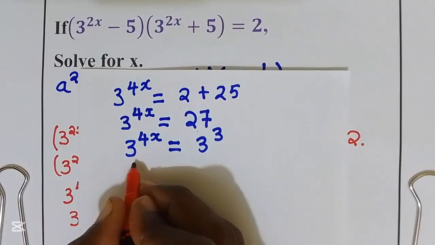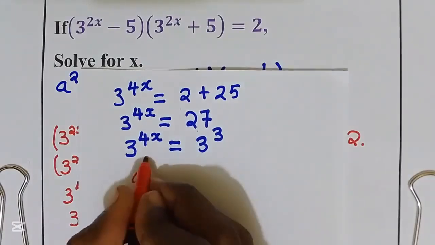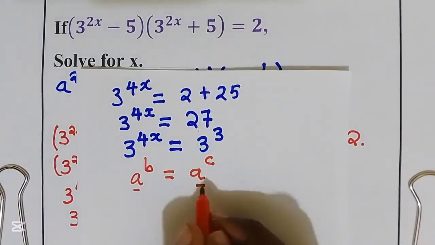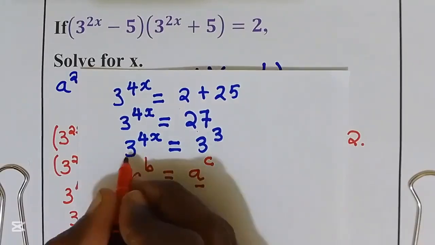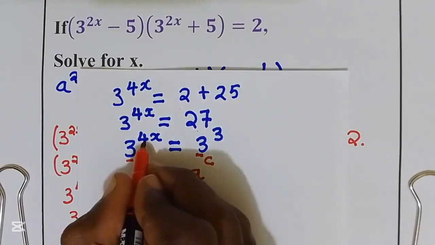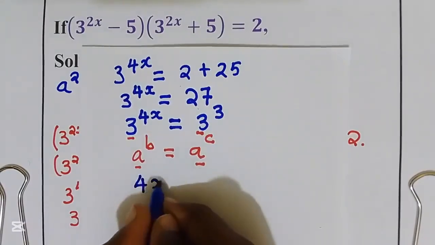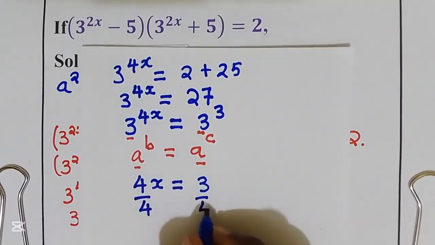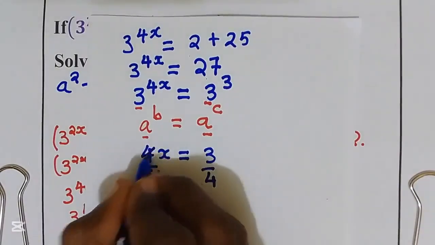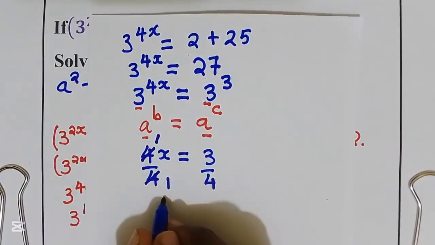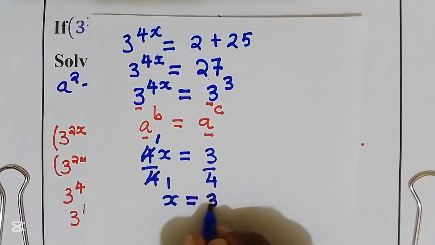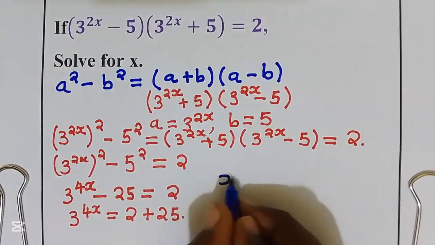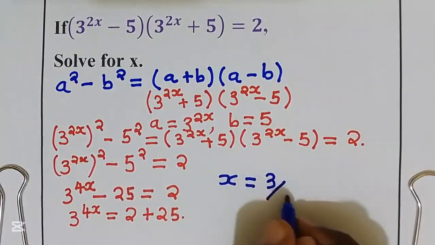From this stage, we do know that if we have a power b equal to a power c, and we have the same base, the powers are equal. So we have the same base, 4x is equal to 3. I'll divide by 4 on both sides, and I get x is equal to 3 over 4. The value of x is equal to 3 over 4.